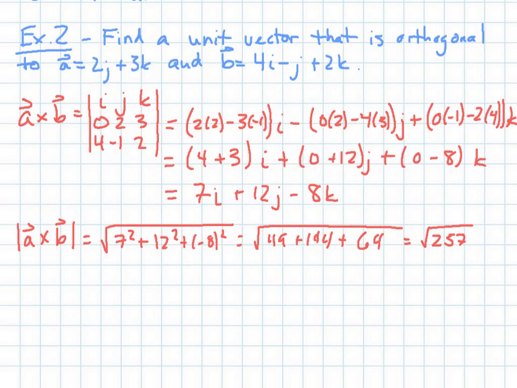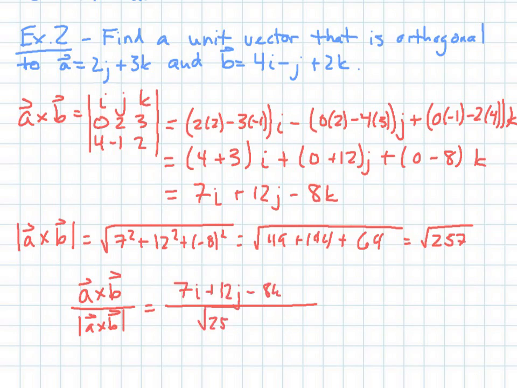So then when I write my unit vector, I can write it in this form. Okay. Also remember that that's not the only way. You could also write it in component form, so 7 over square root of 257, and so on, especially if you did your cross product in component form.